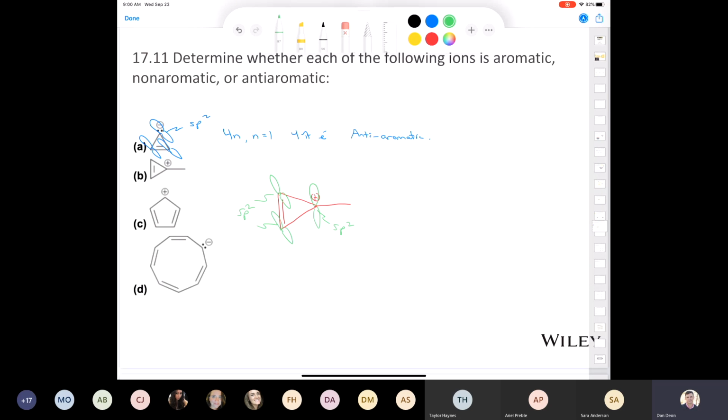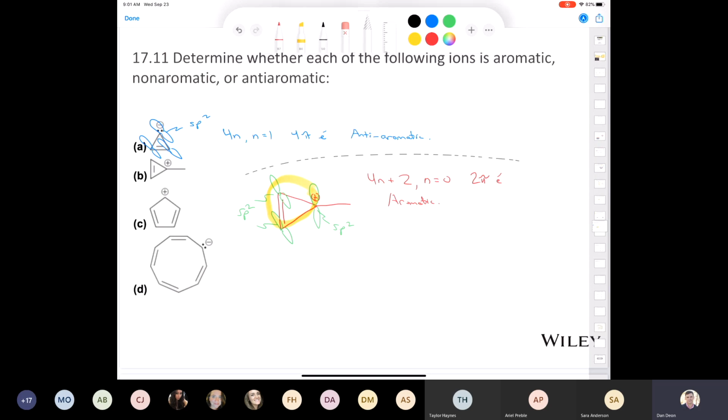How many pi electrons do we have? We have the 2 in the double bond. That's it. Well, does that follow Huckel's rule? 4n plus 2, when n is equal to 0, gives a total of 2 pi electrons. So does this abide by Huckel's rule? The answer is yes. We have a continuously overlapping system of p orbitals, and we have a Huckel number of pi electrons. And so this compound is, in fact, aromatic.